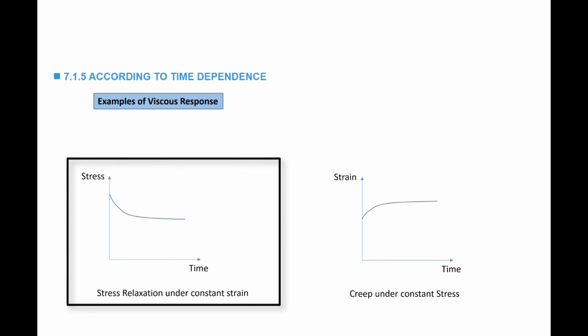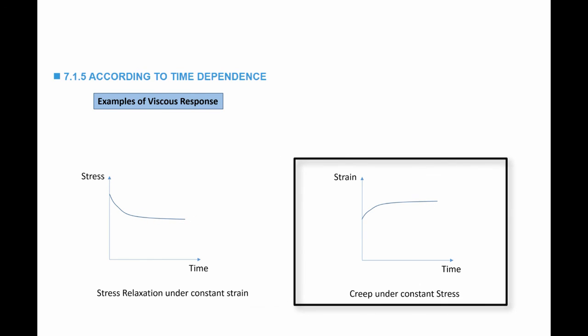Stress relaxation is the phenomenon of the material losing stress when the strain is kept constant. So the strain is kept constant, but the stress inside that material decreases with the passage of time. Creep, on the other hand, is the increase in the strain without a change in the stress. So when the stress is held constant and the strain just keeps increasing with the passage of time, this is the phenomenon of creep.